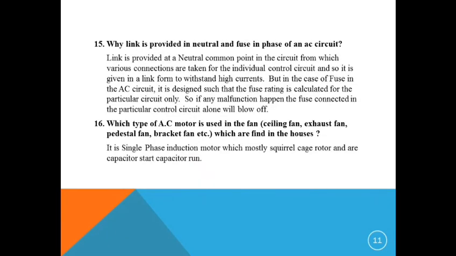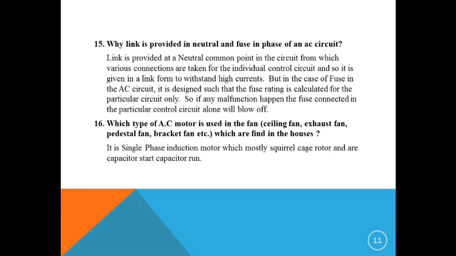Why is a link provided in neutral and a fuse provided in phase of an AC circuit? A link is provided at a neutral common point in the circuit from which various connections are taken for the individual control circuits, and so it is given in a link form to withstand high currents. But in the case of the fuse in the AC circuit, it is designed such that the fuse rating is calculated for the particular circuit only. So if any malfunction happens, the fuse connected in that particular control circuit alone will blow off.